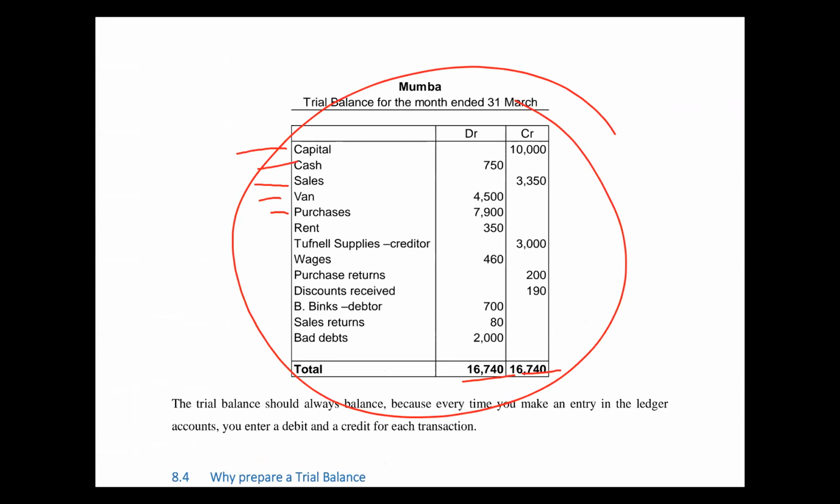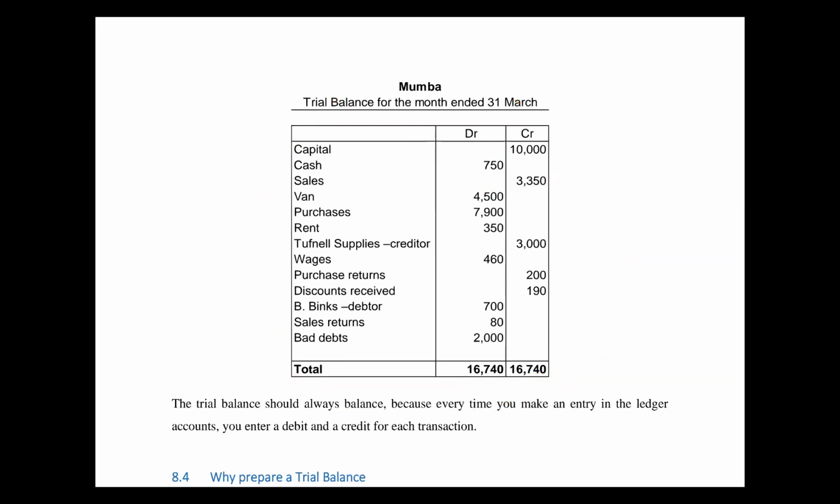So with these accounts, the individual transactions were entered and those accounts were balanced off. After balancing them off, they looked at where the balance brought down was. For capital and cash accounts, the balance brought down was on the debit. That's why the cash account was written on the debit side. For the sales account, the balance brought down was on the credit side. For the van account, it was on the debit, just like that. Since each transaction is entered on different sides, on the credit and on the debit, that's why the trial balance ends up balancing.